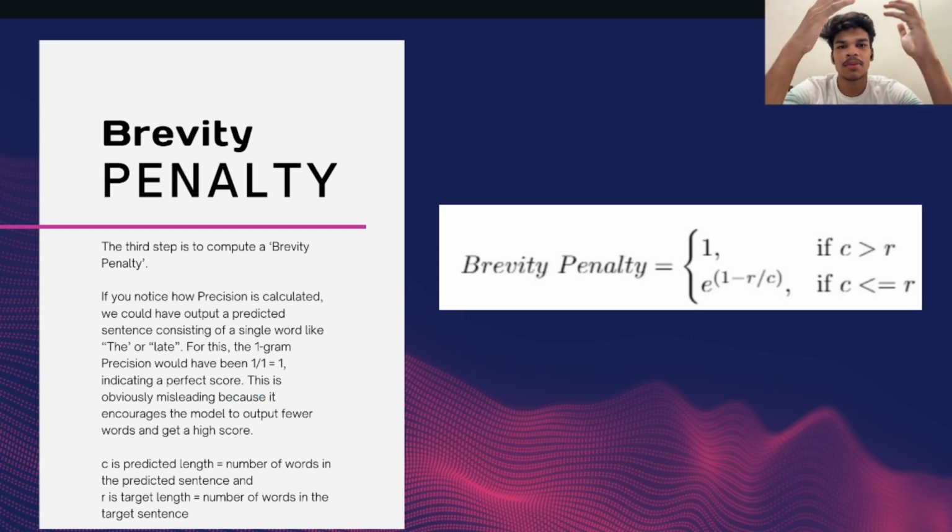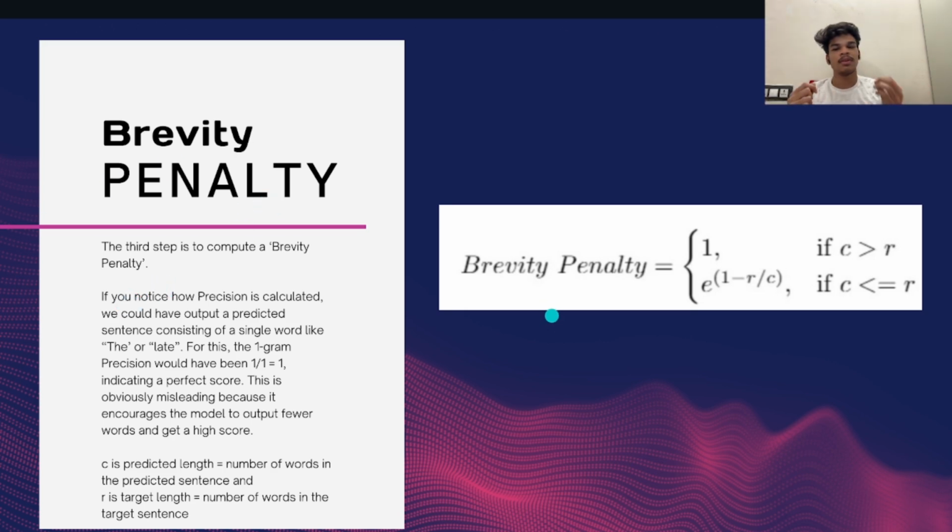As it is based on the principle of precision, if the target sentence is only one word, for 1-gram the precision will be 1 by 1 and it will be perfect. That's why it will be misleading, as the model can say that it will only predict fewer sentences or fewer words to get more precision and a higher BLEU score. To nullify this, we consider the brevity penalty.